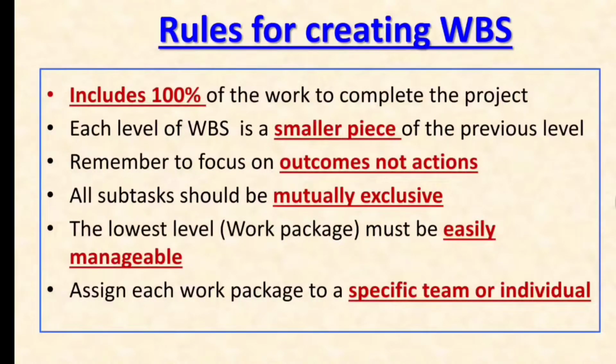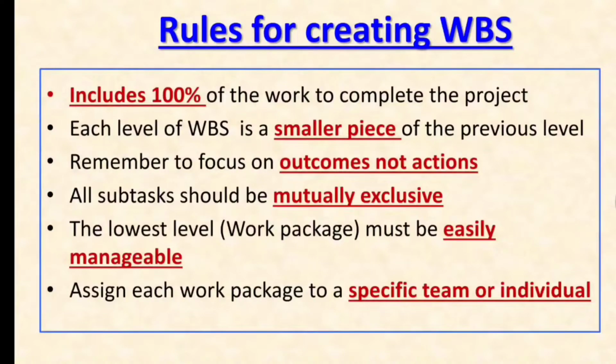Now the rules are very simple. The rules, as you see, include 100% of the work. Each level of the WBS is a smaller piece of the previous level. Remember to focus on outcomes, not actions. This is very important, because you need to focus on the outcomes. What is delivered? The outcomes are nothing but the deliverables, not what you are doing. So an action is not part of the WBS, right? And then all subtasks should be mutually exclusive. It means that each subtask will not be repeated in one or two more deliverables or WBS levels, so that it becomes confusing. That is mutually exclusive.